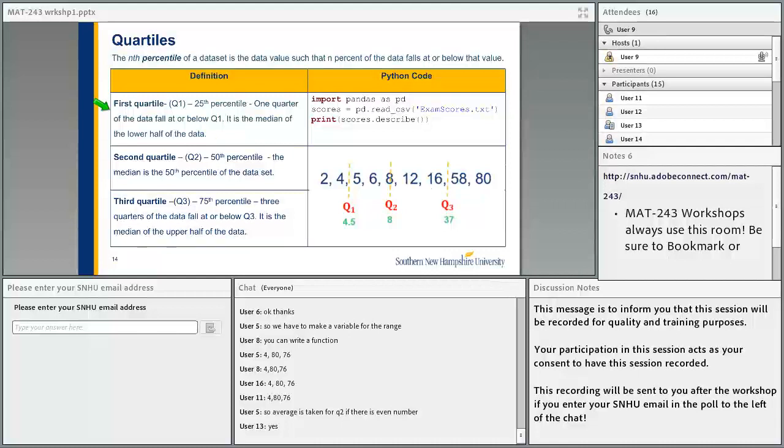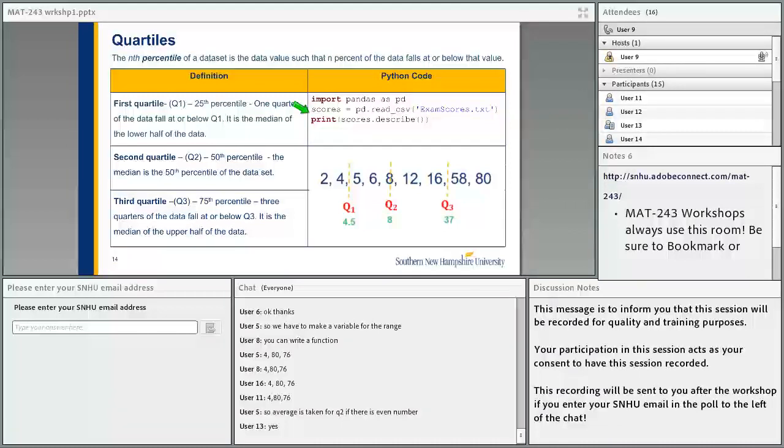Now if you read through what's there in the table, it's pretty much the same thing. The first quartile is marked as Q1. It's the 25th percentile. 1/4 of the data fall at or below Q1. It is the median of the lower half of the data. Second quartile is Q2, the 50th percentile. It's the median. Third quartile is Q3, the 75th percentile. 3/4 of the data fall at or below Q3. So it is the median of the upper half of the data.